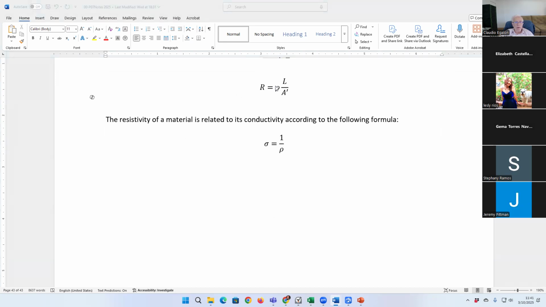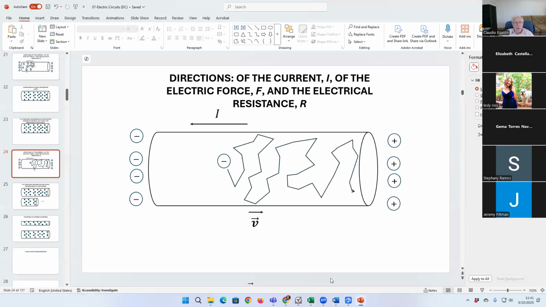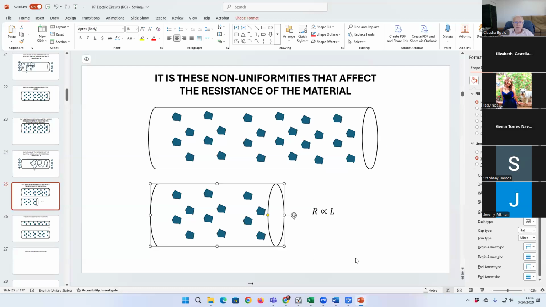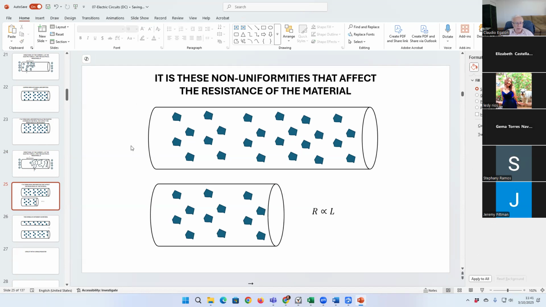Don't forget, this is intrinsic to the material. It doesn't matter. So now we can start playing with this equation, okay? Suppose that you have two copper wires. This one is made of copper. This one is also made of copper. One is longer than the other one. Which one is going to have the higher resistance? They're made of the same material. Obviously, it's going to be this one because it's longer, right?